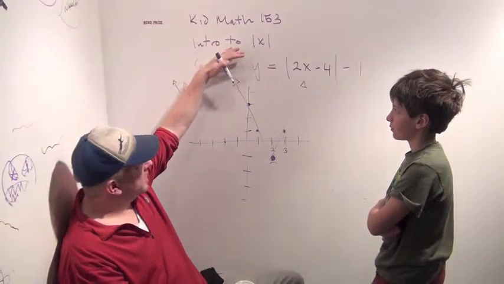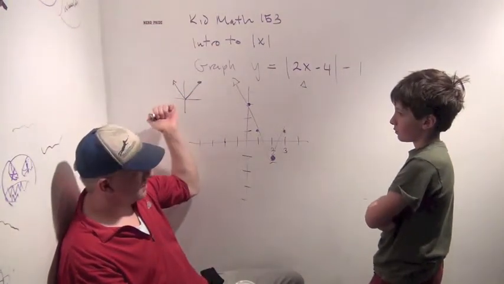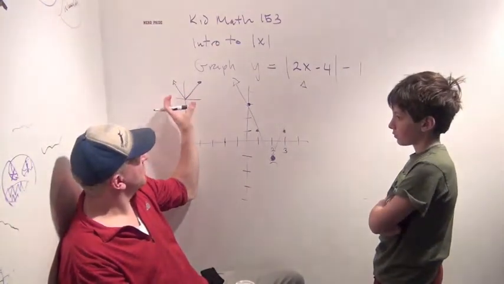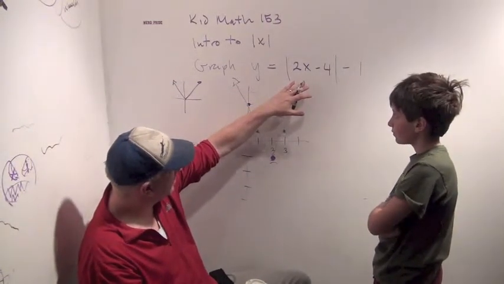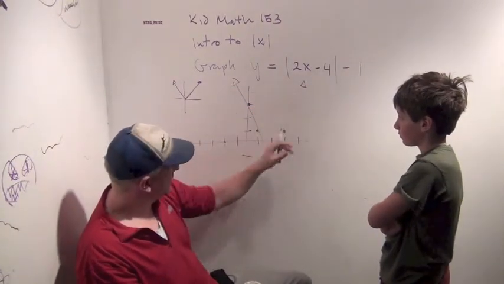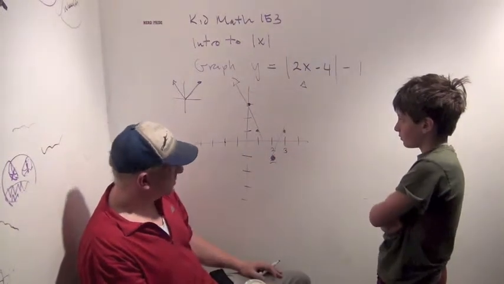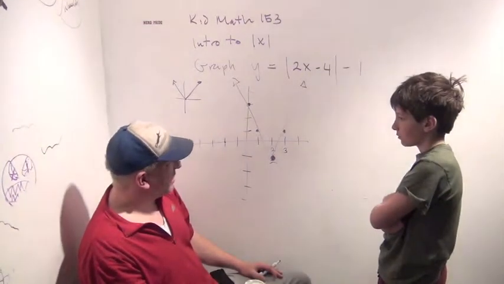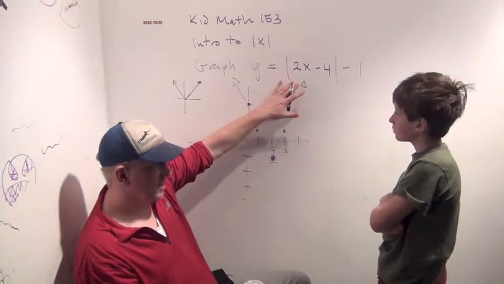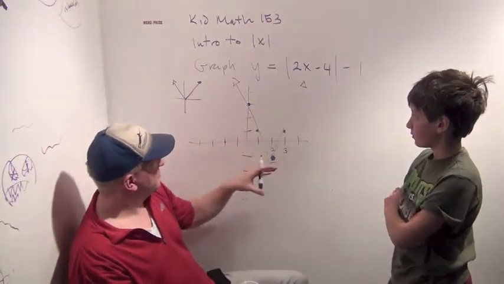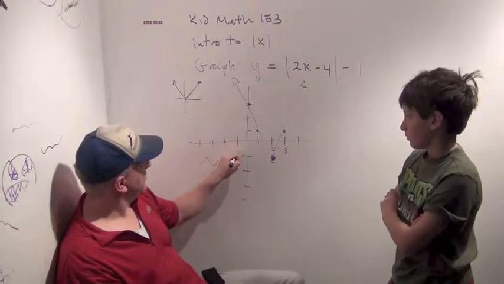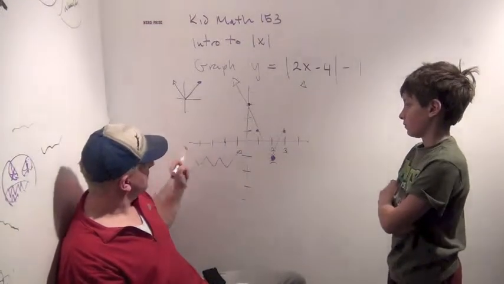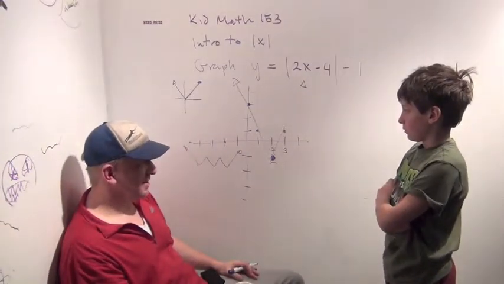I said intro to absolute value of x. I kind of skipped over the super basic intro, and we went to a relatively straightforward absolute value equation, and we see we get a V, and we can understand where the lowest point was. Now, there are absolute value equations that get much more complicated than this. You can imagine something that had a couple of V's in it. Maybe it could get really tricky.